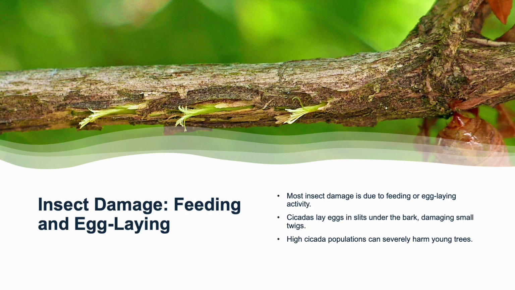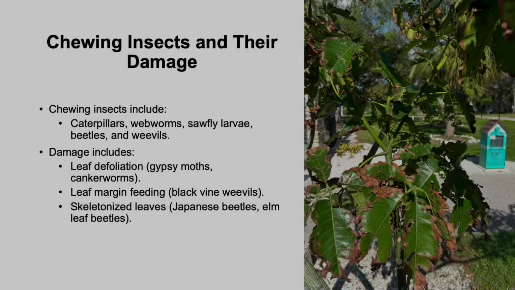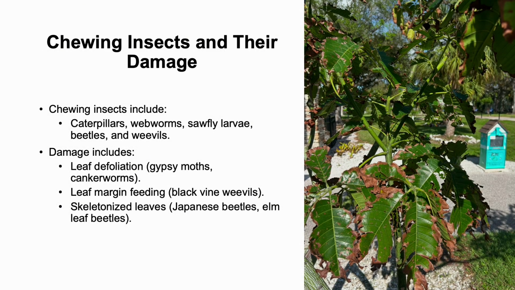Understanding these types of damage helps us assess whether intervention is even necessary. Chewing insects are a diverse group that includes caterpillars, webworms, sawfly larvae, beetles, and weevils. They consume leaves and stems, causing various types of damage. For instance, gypsy moths and cankerworms cause defoliation, stripping trees of their foliage.